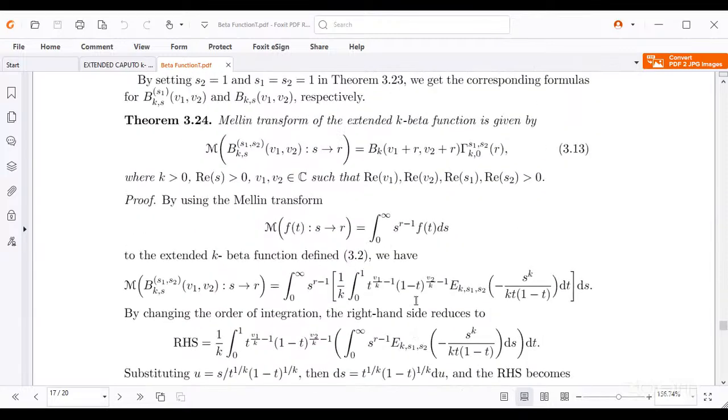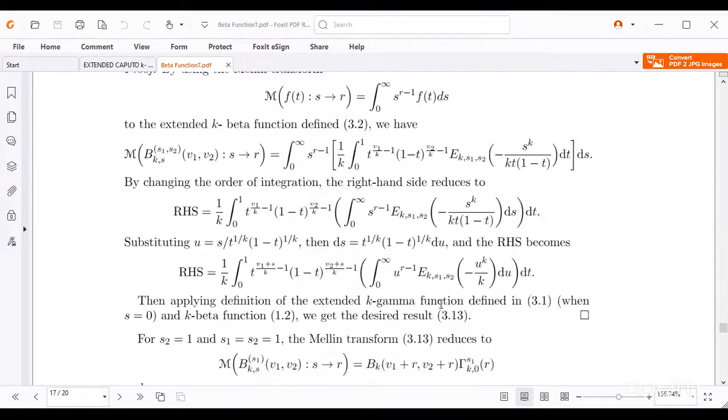This is the Mellin transform of the extended k beta function, which is given by 3.24. To understand the behavior of the contour and the divergence conditions of the function, the Mellin transform is also very important in my opinion as a special function person. So you can also see this particular function here and study the main properties, the divergence and convergence, and poles and residues with the help of this particular formula.